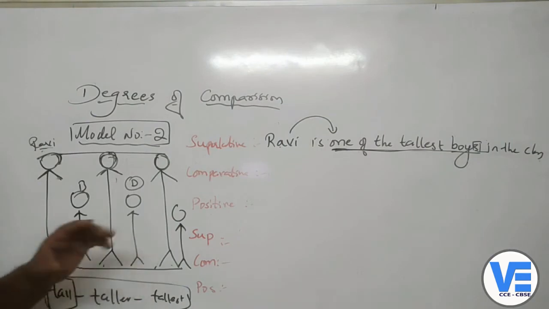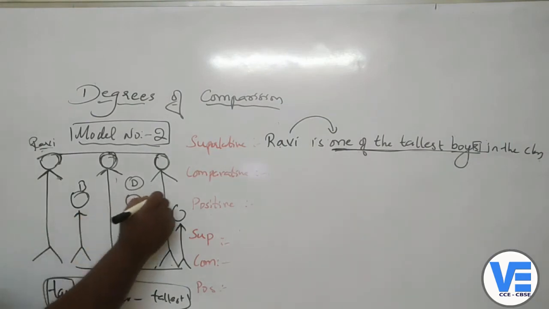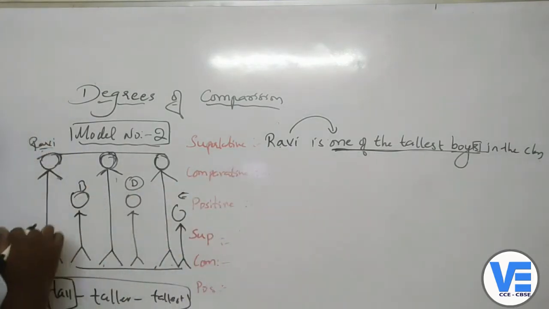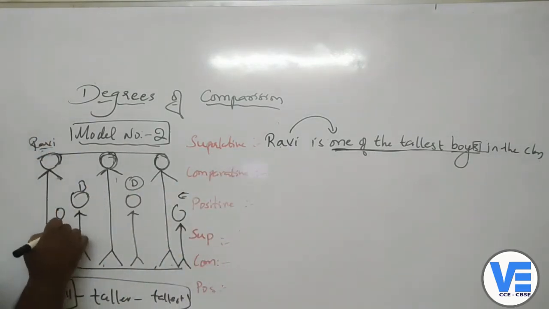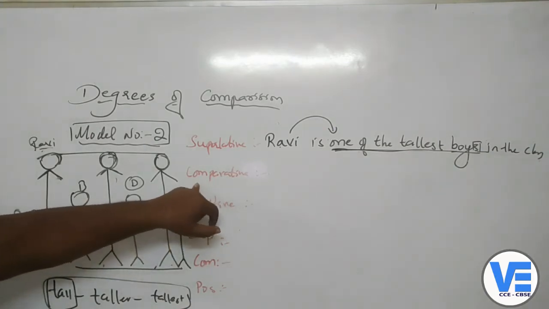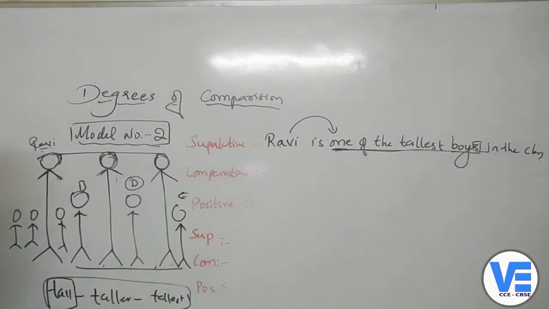Now coming to the comparative. How do we compare Ravi with the other boys in the class? Now there are some other children also like this in the class, so many other children. Now coming to the comparative, Ravi.